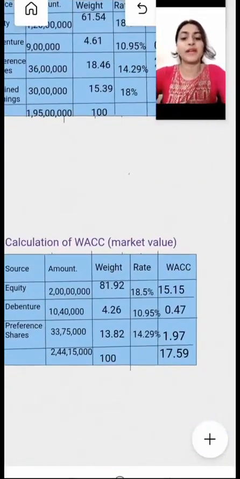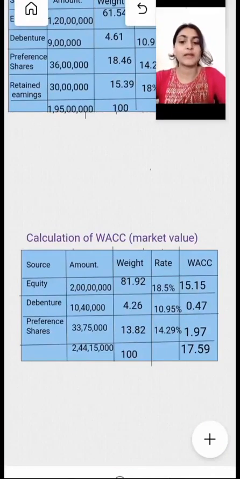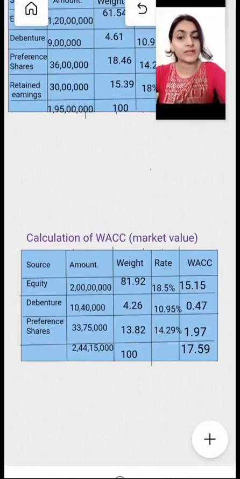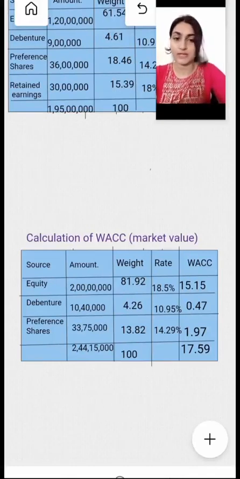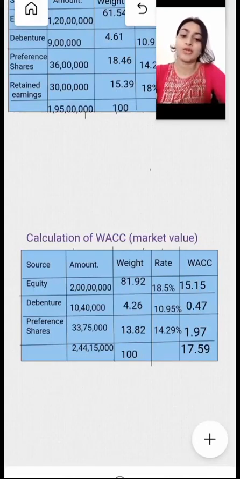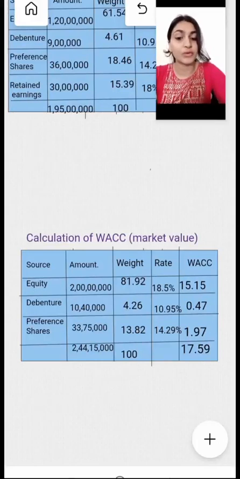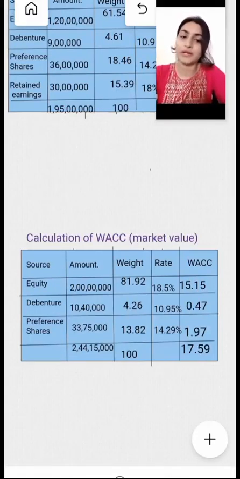Similarly, under market value method, we should calculate, but here we are not taking retained earnings. As I already told you, it is already included in equity because it is a market value, and in the question also, they have not given the amount for retained earnings. So equity and debentures amount is already given in the question. Weight: for equity, 2 crore divided by 2 crore 44 lakh 15,000 into 100. So the amount divided by total amount into 100 will give the weight, and the total of the weight should be equal to 100.